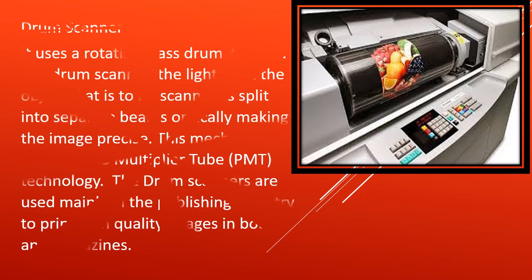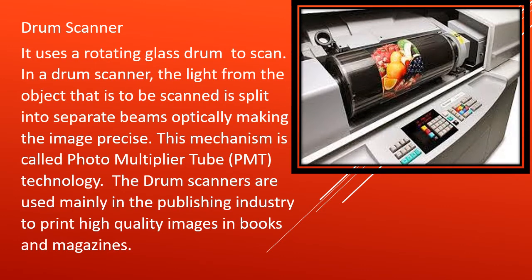And first we study about drum scanner. You can see the picture of drum scanner on the screen. How is the working of a drum scanner? As we can see in the picture, it uses a rotating glass drum to scan. You can see a rotating glass drum here, and this glass drum is used for scanning. In a drum scanner, the light from the object is split into separate beams optically, making the image precise. And this mechanism is called photomultiplier tube mechanism.